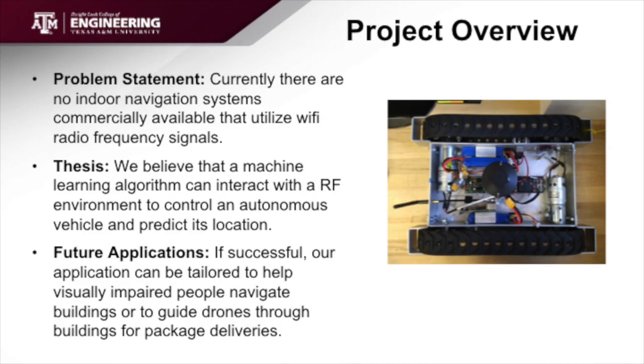Currently there are no indoor navigation systems commercially available that utilize Wi-Fi RF signals. We believe that a machine learning algorithm can interact with the RF environment and control an autonomous vehicle to predict its location. In the future, we believe it could help visually impaired people navigate indoors.